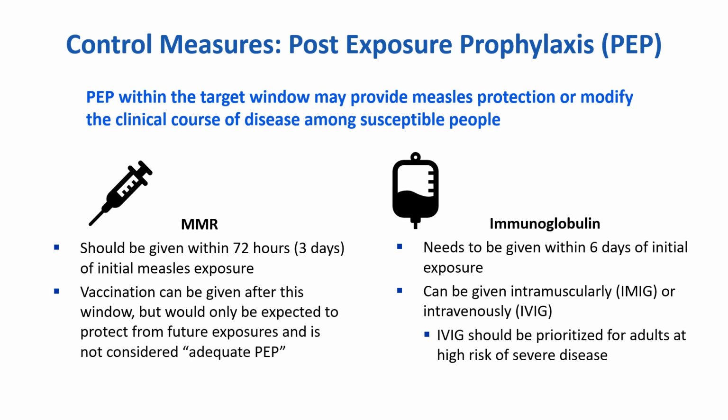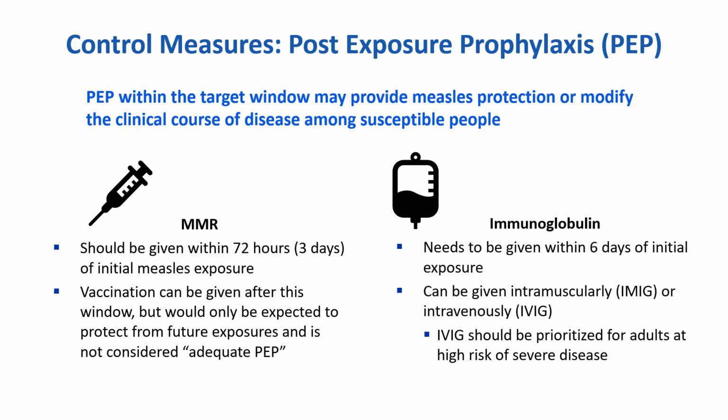So there are two options that are available for PEP, MMR vaccination or immunoglobulin. And PEP within the target window with either modality may provide protection from measles or modify the clinical course of disease among susceptible people. So MMR vaccine should be given within 72 hours or 3 days of the initial measles exposure to be considered effective as PEP.